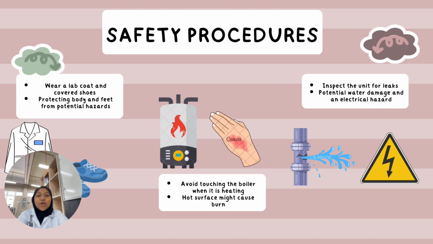The safety procedures that we must ensure throughout the whole experiment are, firstly, wear a lab coat and covered shoes to protect the body and feet from potential hazards. Secondly, avoid touching the boiler when it is heating, as the hot surface might cause burns. And lastly, inspect the unit for leaks, as potential water damage and an electrical hazard might occur.